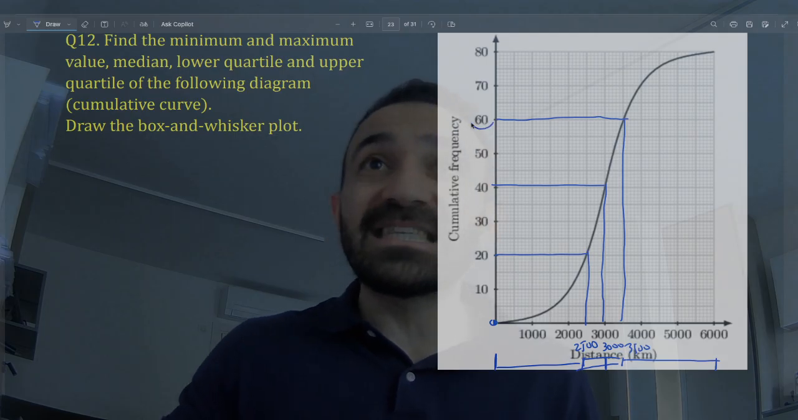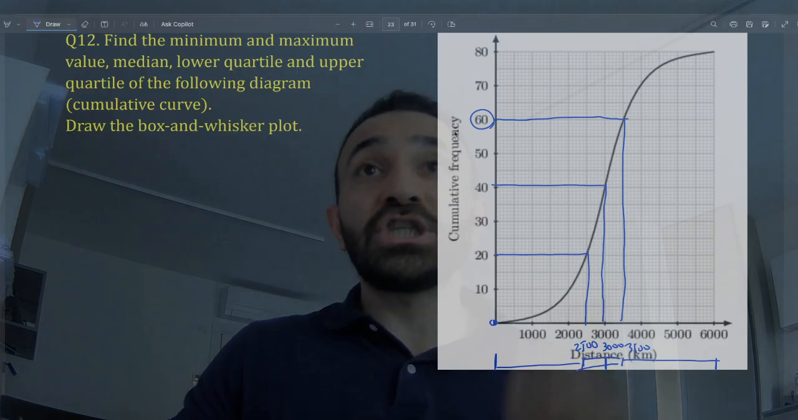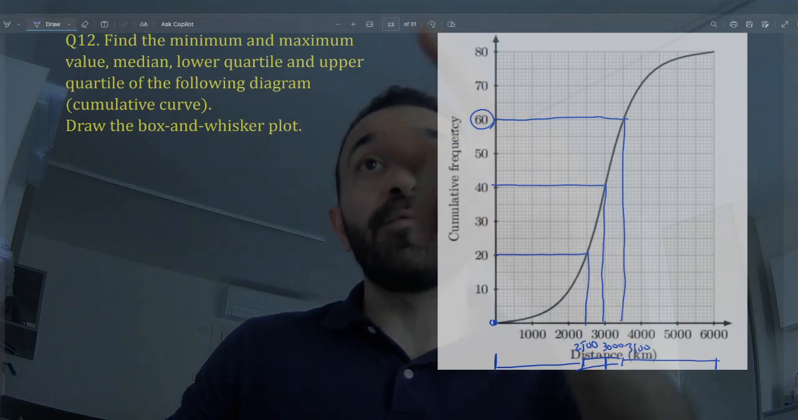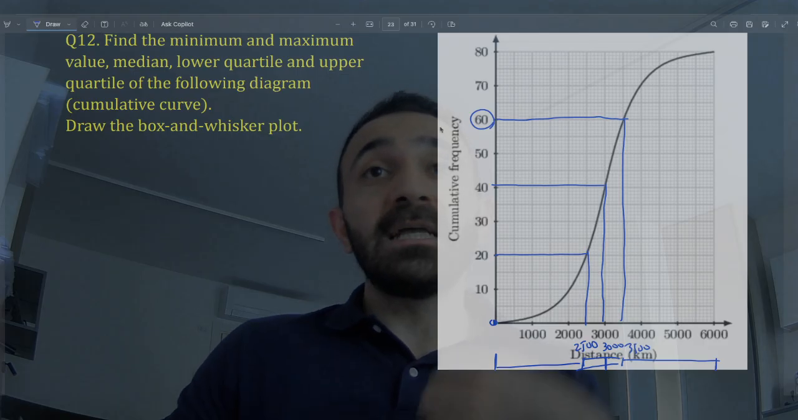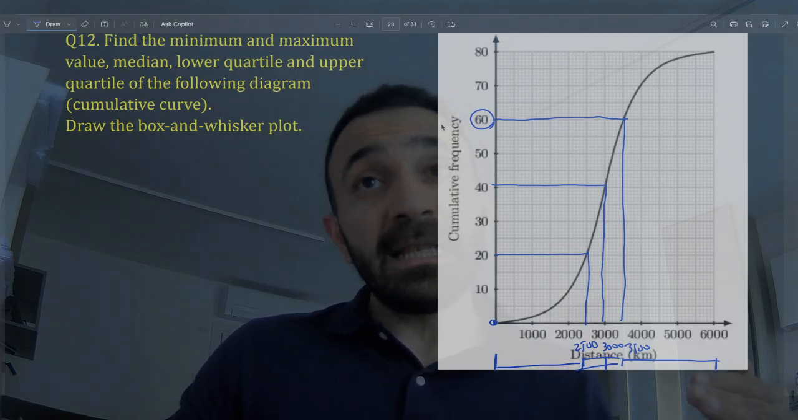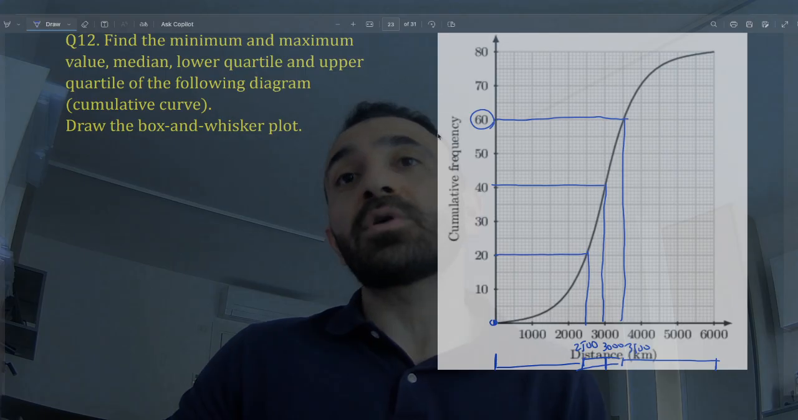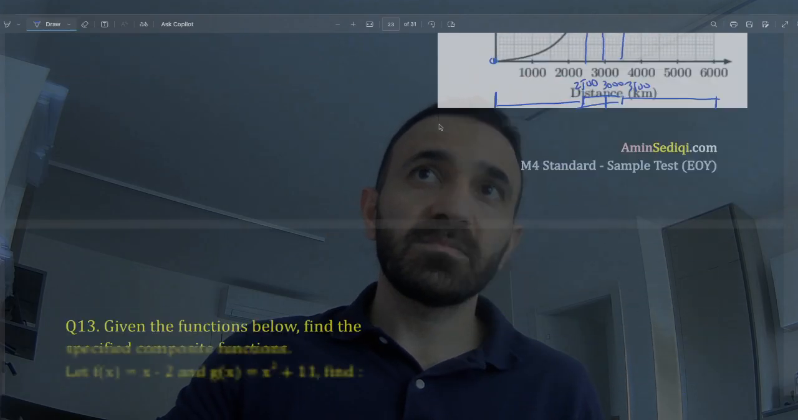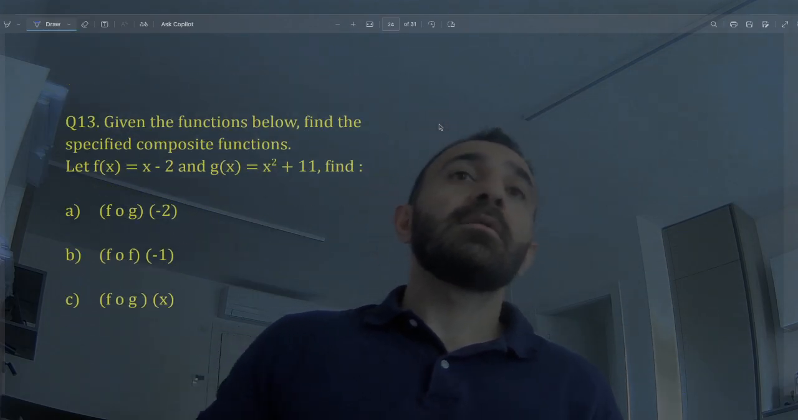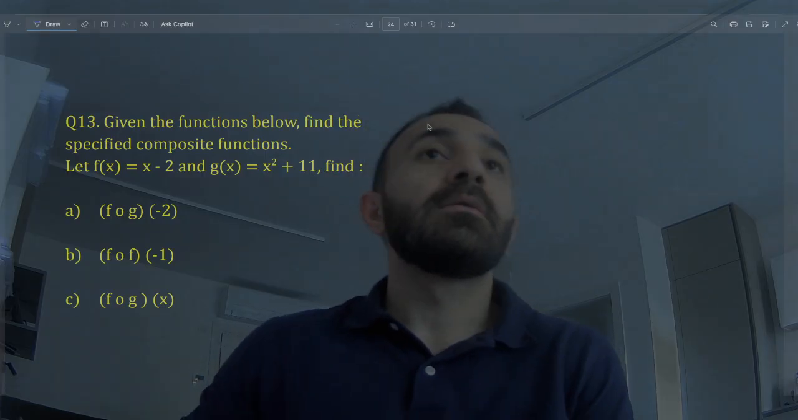Remember, 60 is not the upper quartile. 60 leads you to find the upper quartile. Okay, the same for 20. 20 is not the lower quartile. Data 20 leads you to find the value of the lower quartile, which is 2,500.